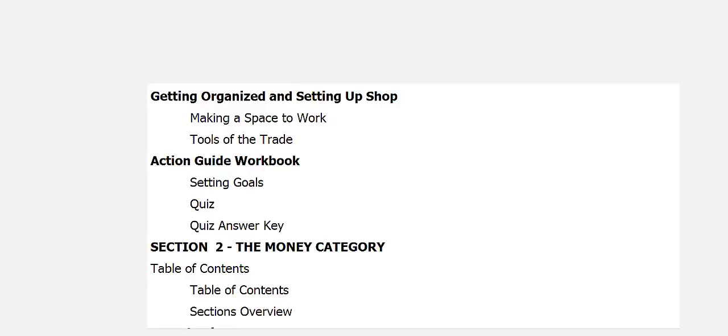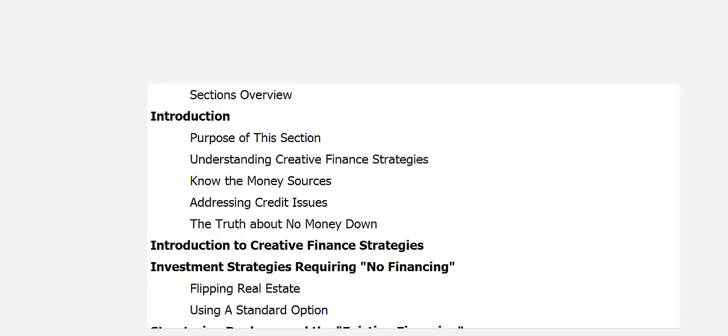You usually end this section in 1 week's time. The second week we're going to go through is the money category, and this is the section's overview. What's the purpose of this section? How do we understand creative finance strategies, know the money sources, addressing credit issues, the truth about no money down. And then the introduction to creative finance strategies.